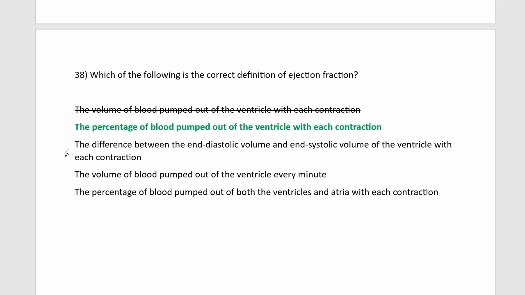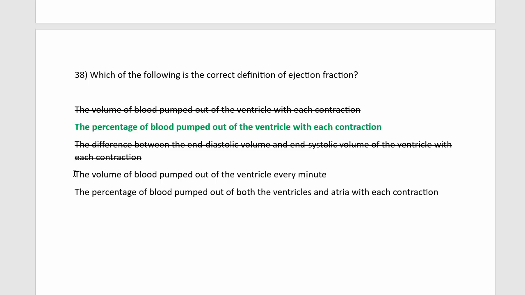Okay, the difference between the end diastolic volume and the end systolic volume of the ventricles of each contraction. This is just another way of saying stroke volume. So the end diastolic volume is when the chamber is fully filled up, and the end systolic volume is when the chamber has just emptied. So the amount of blood that comes out is the stroke volume. So this is just going to be another way of expressing that same value.